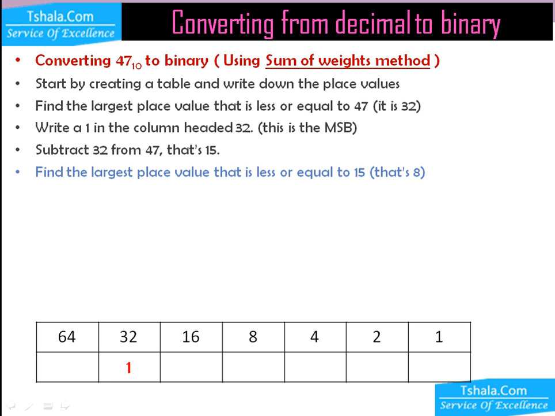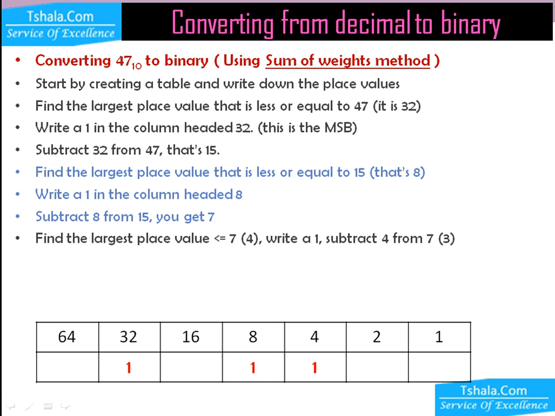We need to find the largest place value that is less than or equal to 15, which is in this case 8. We write a 1 in the column headed 8. We subtract 8 from 15, we get 7. We try again to find the largest place value that is less than or equal to 7. We do exactly as we've done before. In this case, we have a 4, we write a 1, we subtract 4 from 7, and the result is 3.